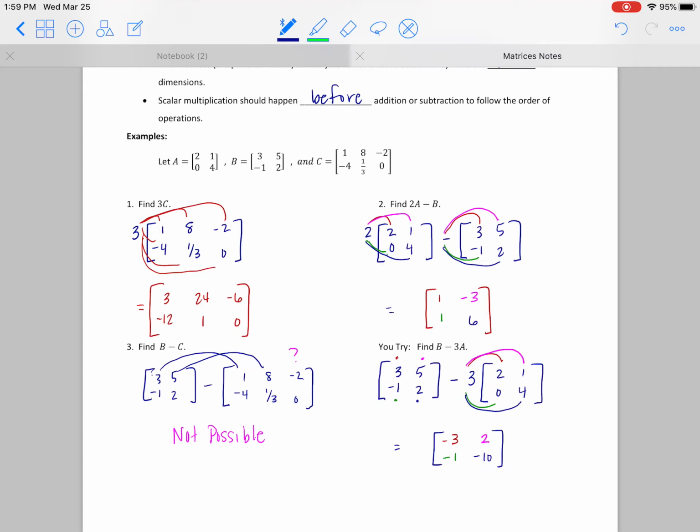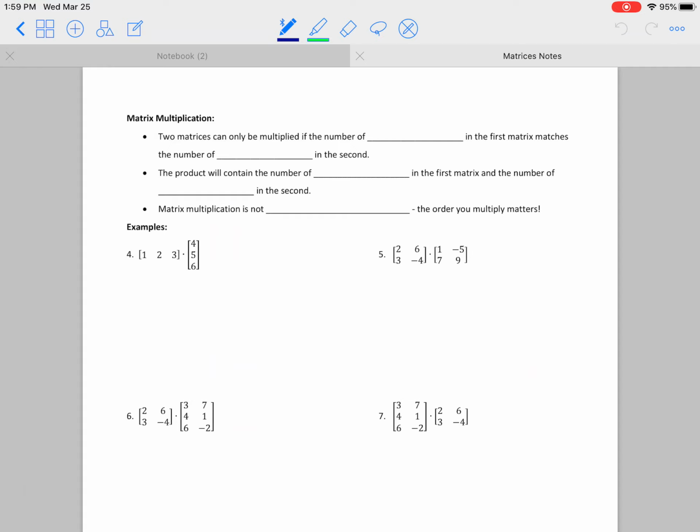So hopefully that's pretty straightforward. That's just scalar multiplication, so distributing in a factor, and then possibly having to add or subtract corresponding entries. And then again, if we don't have corresponding entries or our matrices aren't the same size, we wouldn't be able to add or subtract. Now, multiplying not by a scalar, but actually multiplying matrices is a little bit more challenging.